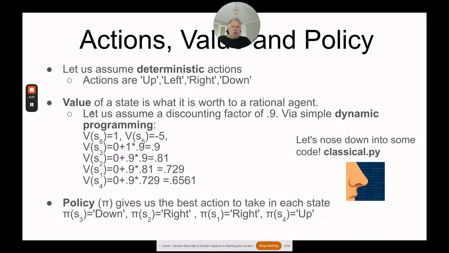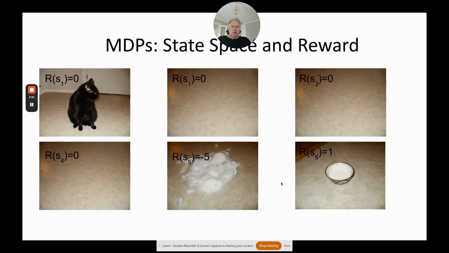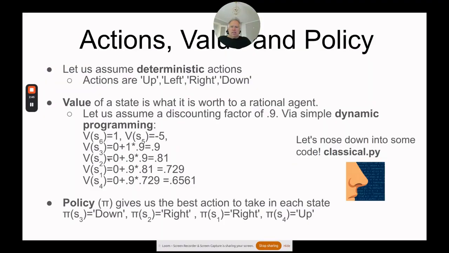what's called the value of a state. If you think about the value of a state, it's like if you were being completely rational, what would you price that state at? So basically, state number 6 here has a value of 1. But let's look at state number 3. State number 3 has a reward of 0. But if you go south or down from that state, you'll get a reward of 1.